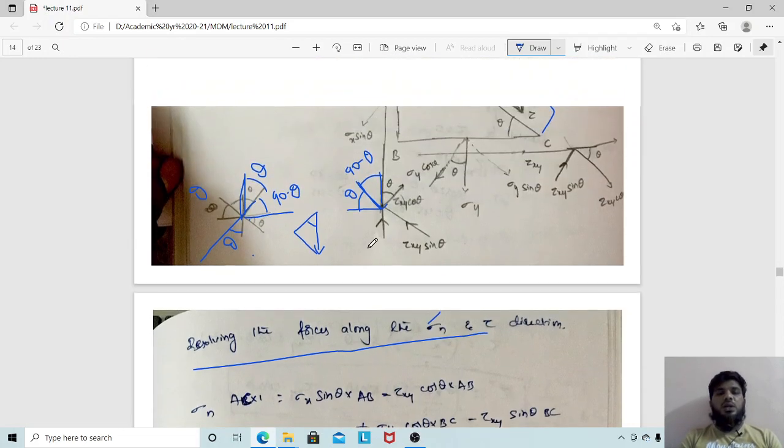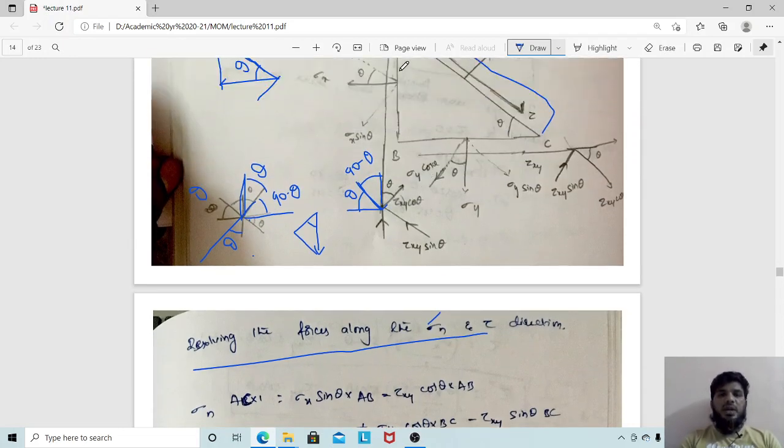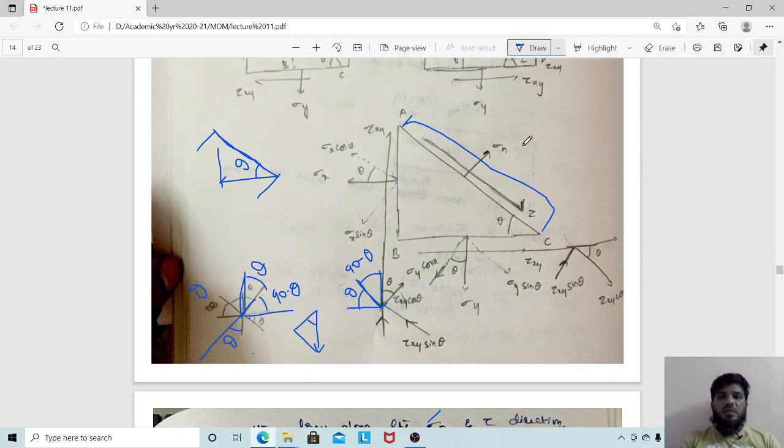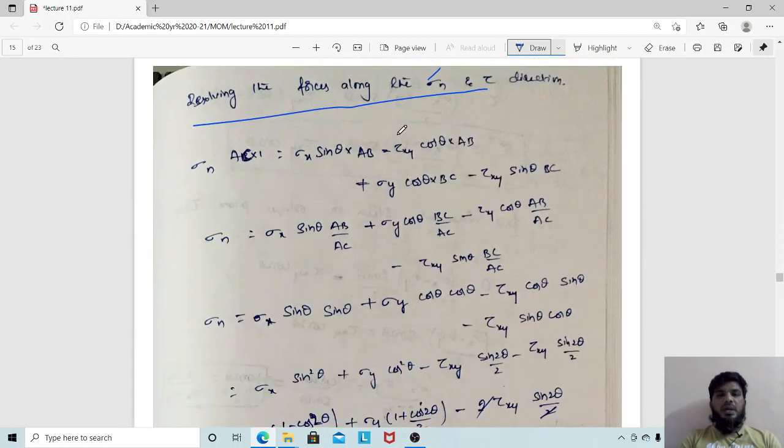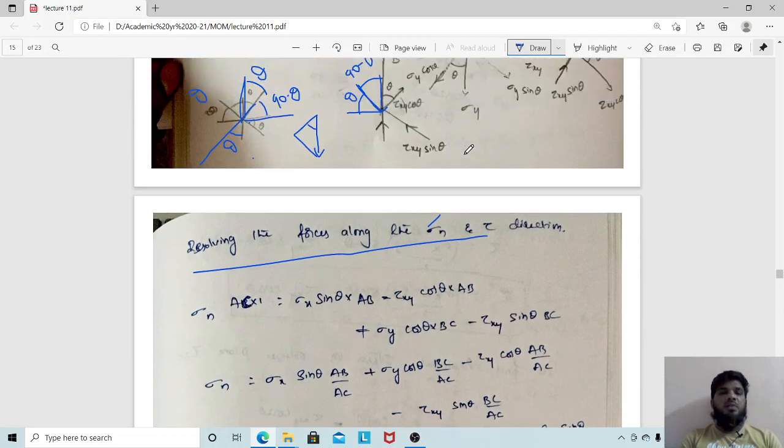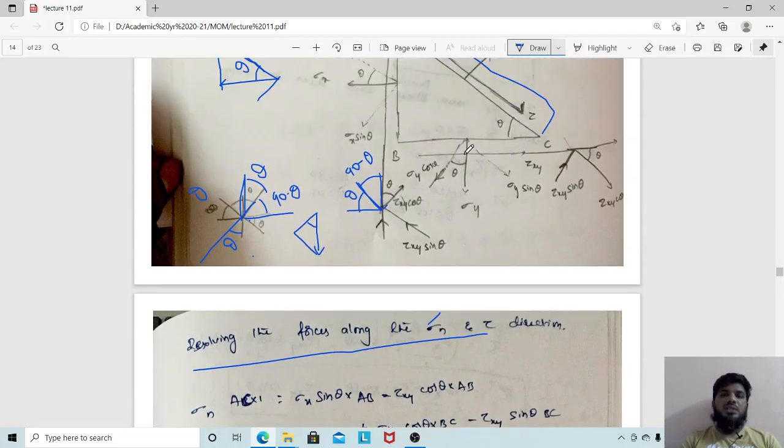Next is your tau xy. Similarly here you are having tau xy. See this tau xy and the sigma n both are in the same direction. So it should be taken as minus tau xy cos theta into AB area. AB into 1, you have to write. I have not written AB into 1 because 1 keeps on repeating.